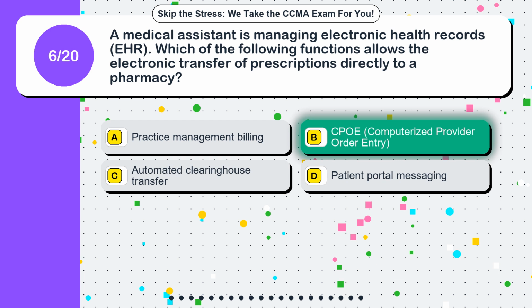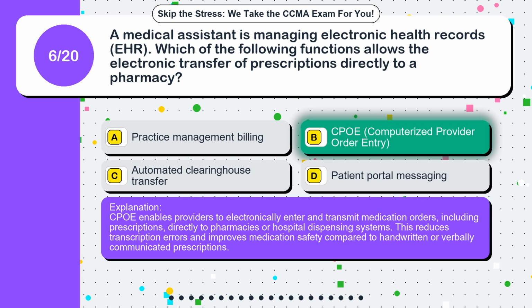The correct answer is option B. CPOE, computerized provider order entry. CPOE enables providers to electronically enter and transmit medication orders, including prescriptions, directly to pharmacies or hospital dispensing systems. This reduces transcription errors and improves medication safety compared to handwritten or verbally communicated prescriptions.